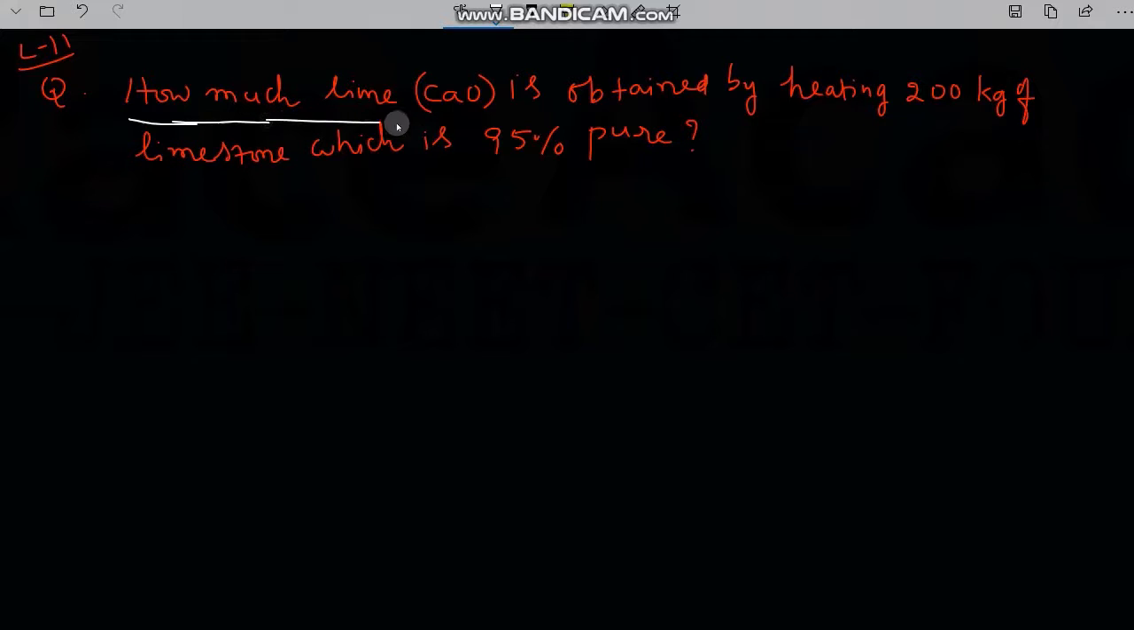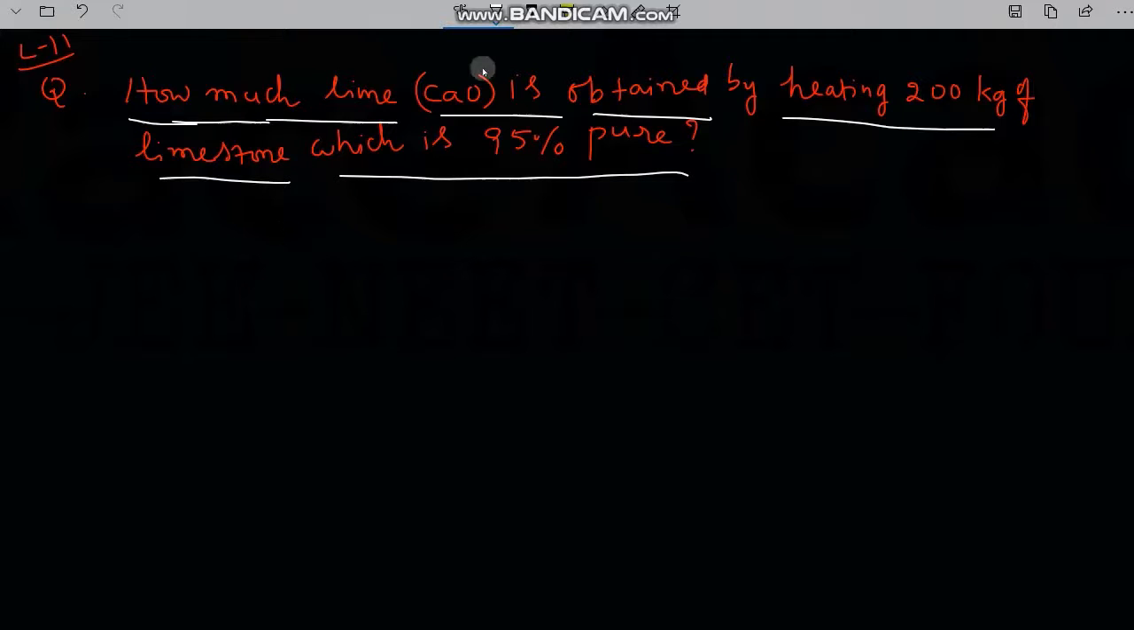This question: how much lime is obtained by heating 200 kilograms of limestone, which is 95% pure? What is the actual chemical equation for it? CaCO3 gives rise to CaO plus CO2.